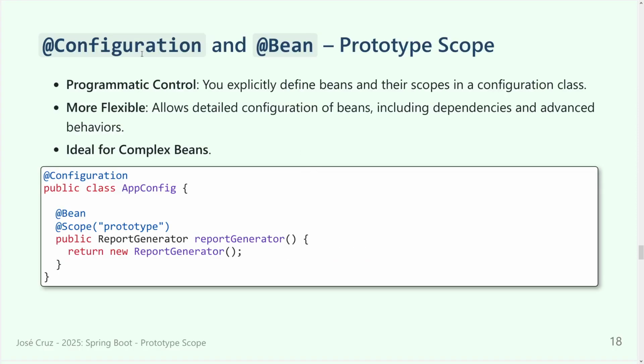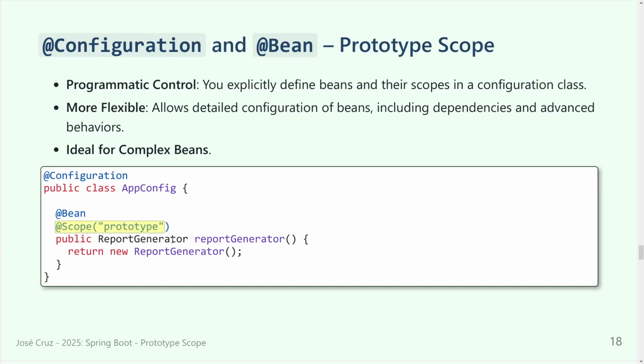So where can we use it? We can use it in configuration classes like this one, and we can use the scope also here to define this bean. And again, this is a different way to create the bean, other than using the components. So we have programmatic control. You can do a lot of things here before returning the instance. It's more flexible and it's easier for complex beans.